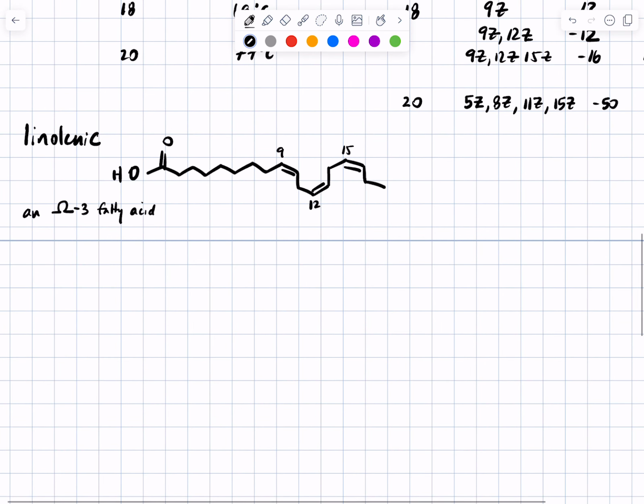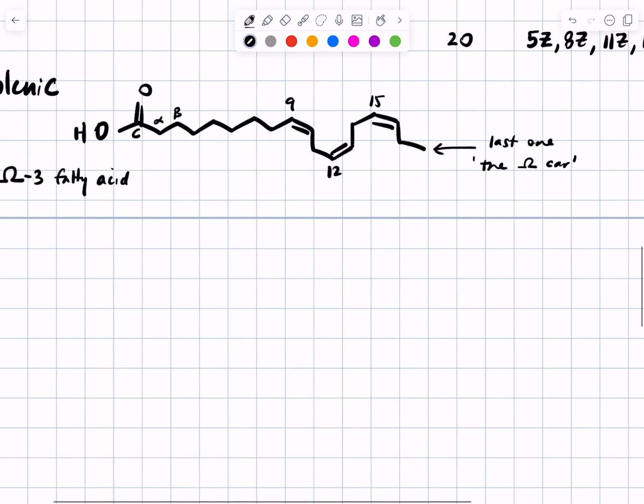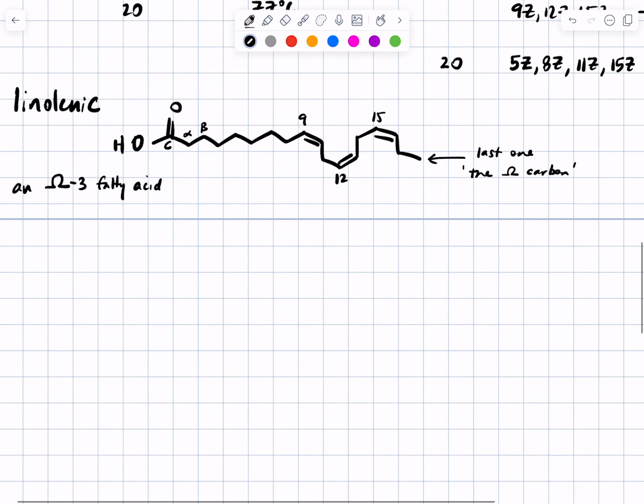What does that mean, omega-3 fatty acid? Well, as you recall, we assign the carbonyl carbon C1, that's our reference position, and then carbons from there are sometimes given the Greek letters alpha, beta, and so on. Irrespective of how many carbons are in the hydrocarbon chain, the last carbon in the chain is called the omega carbon. Beginning and end, first and last, alpha and omega, and so on. So carbon 18 here is the omega carbon.